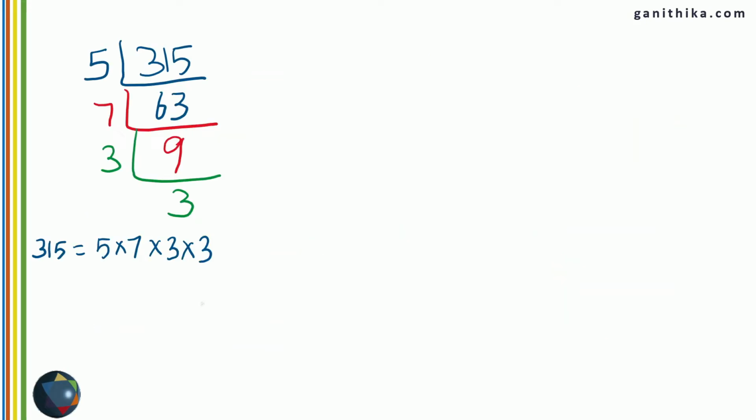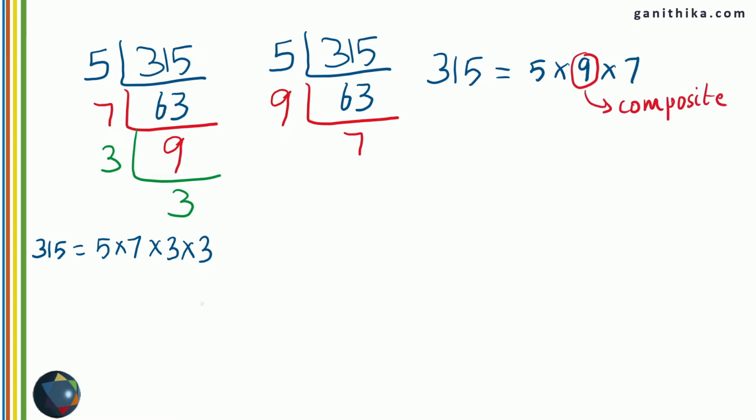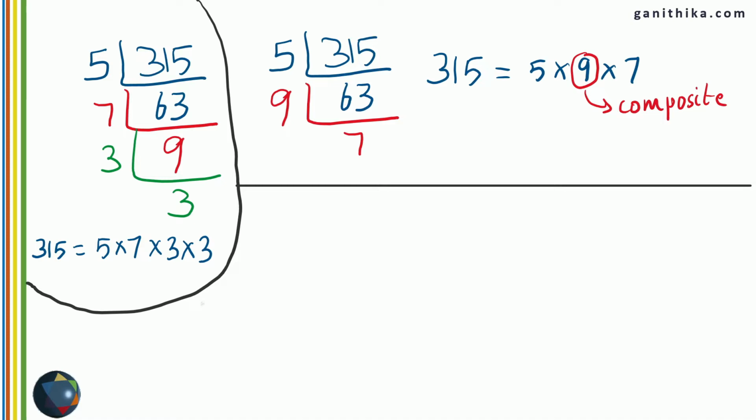So this is how we wrote 315 as a product of prime numbers. We started with 5 and divided 315 by 5. We got 63, and then we divided 63 by 7. But when we come to this stage, instead of dividing by 7, if I divided this by 9, I would have got a 7 here, and the product would be 5 times 9 times 7, and you can see that 9 is a composite number. So we have not expressed 315 as a product of prime numbers here, but we have got a composite number in the product, so this is not prime factorization. We could have also done this in another way. 315, 63.